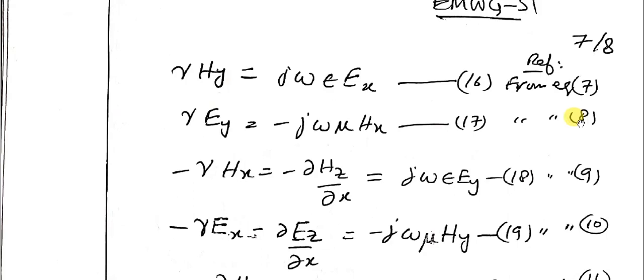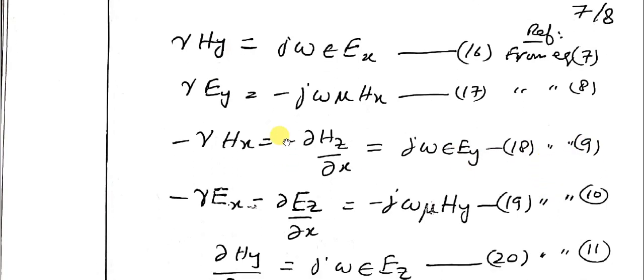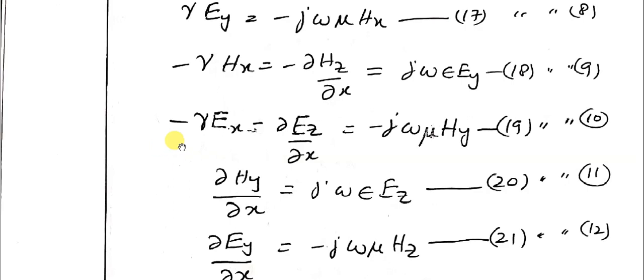Minus gamma Hx is equal to minus delta Hz by delta x is equal to j omega epsilon Ey, from equation 9. So if you put back the corresponding values, we get these equations, equation number 18. Similarly, minus gamma Ex minus delta Ez by delta x is equal to minus j omega mu Hy, equation 19, which is from equation number 10.